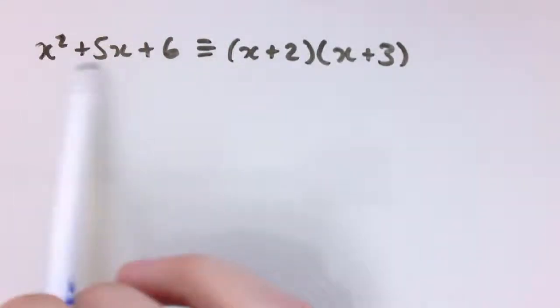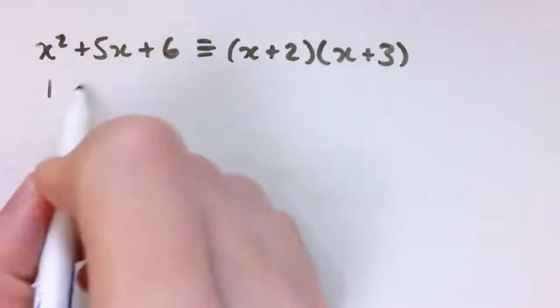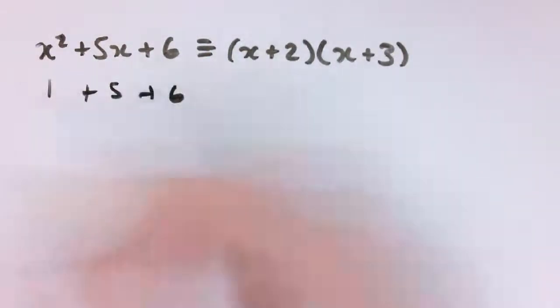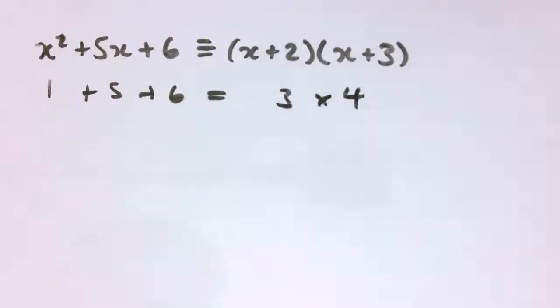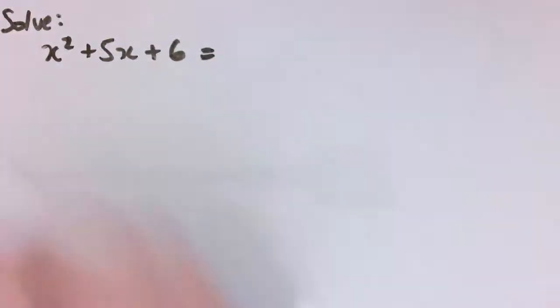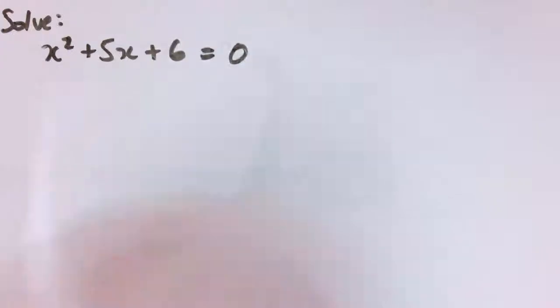Okay, so that means any value of x I put in the left hand side, I'd get the same thing if I put it in the right hand side, like 1. You know, 1 squared is 1, plus 5 times 1 plus 6, that's 12, whereas 1 plus 2 is 3, times 1 plus 3, that's 12. So that works, and it'll work for any number. Whereas if the question is to solve this, I want to find the value that makes this equation 0.